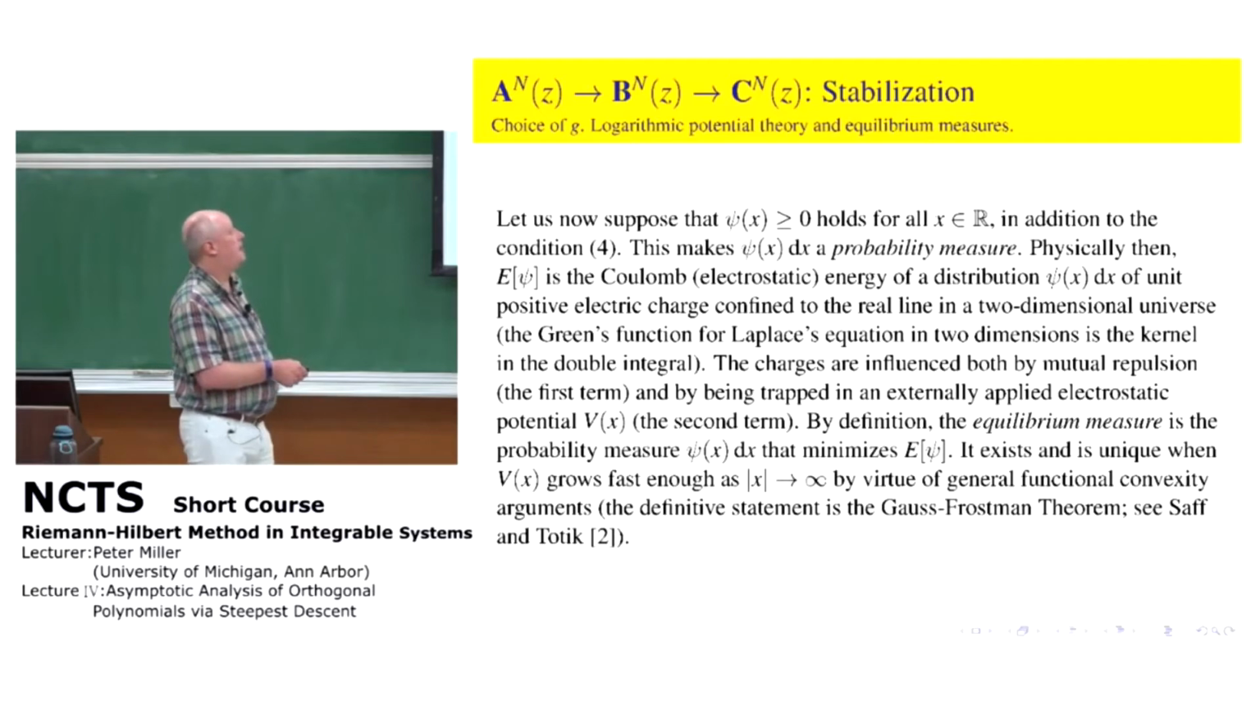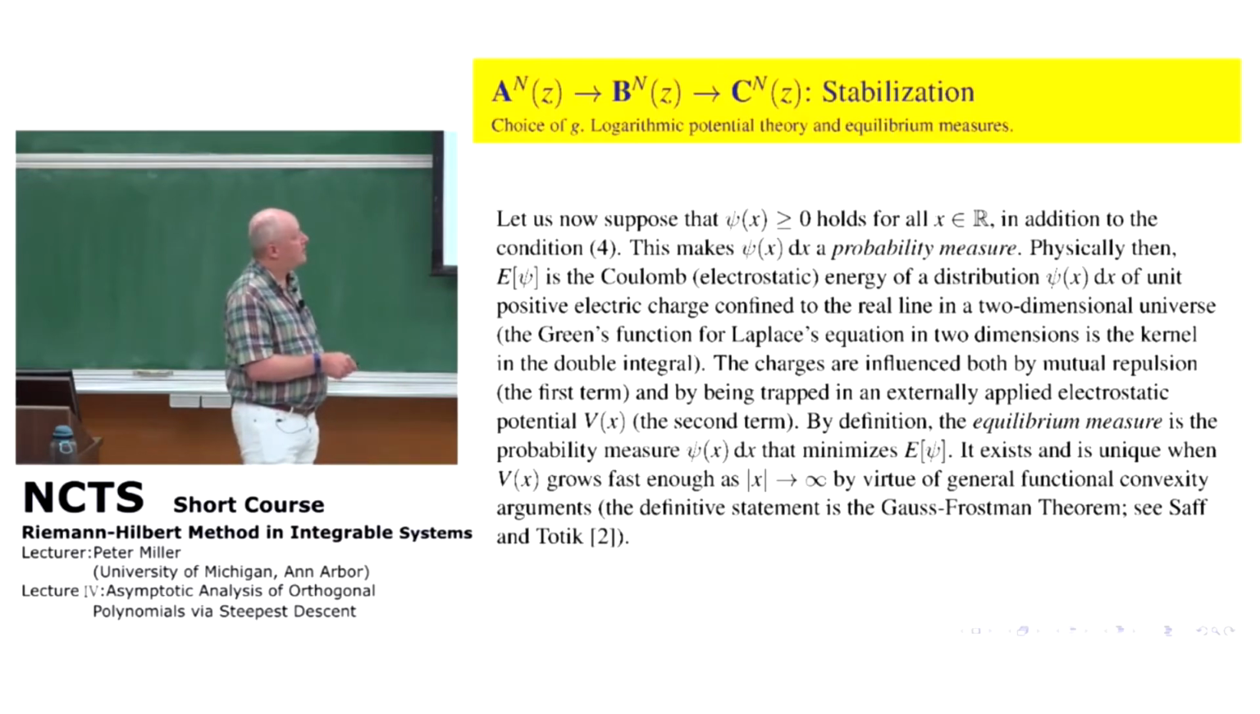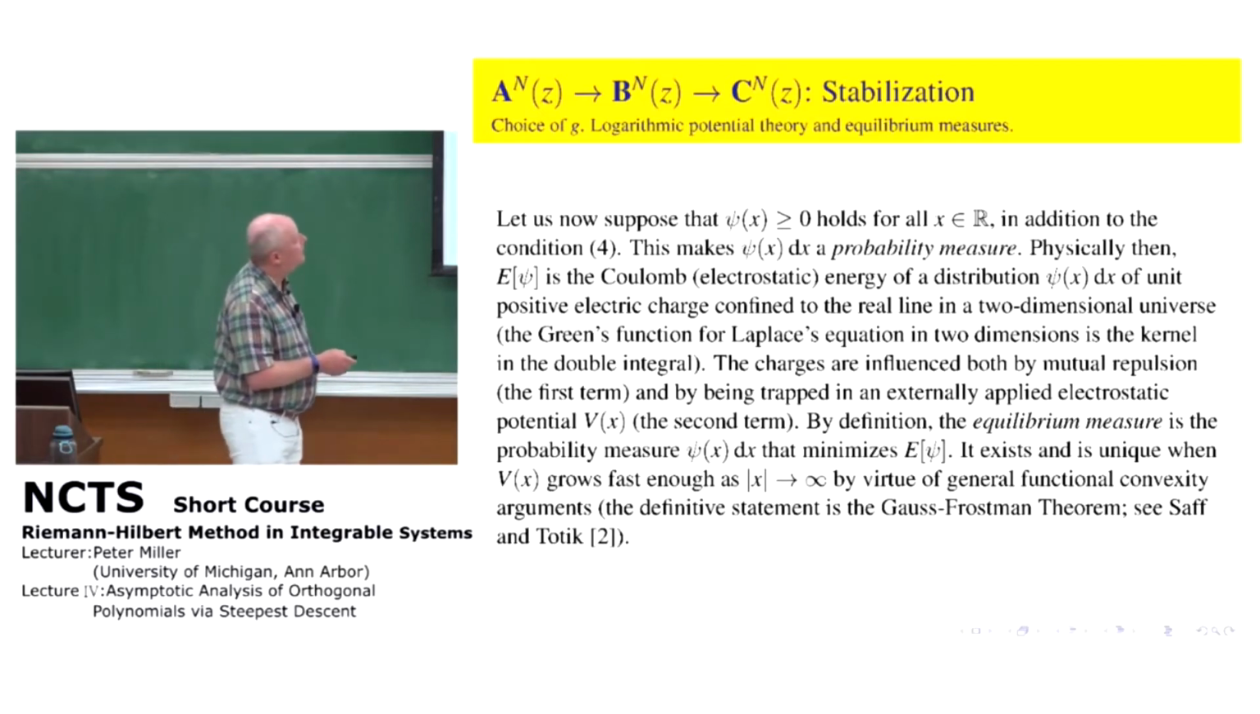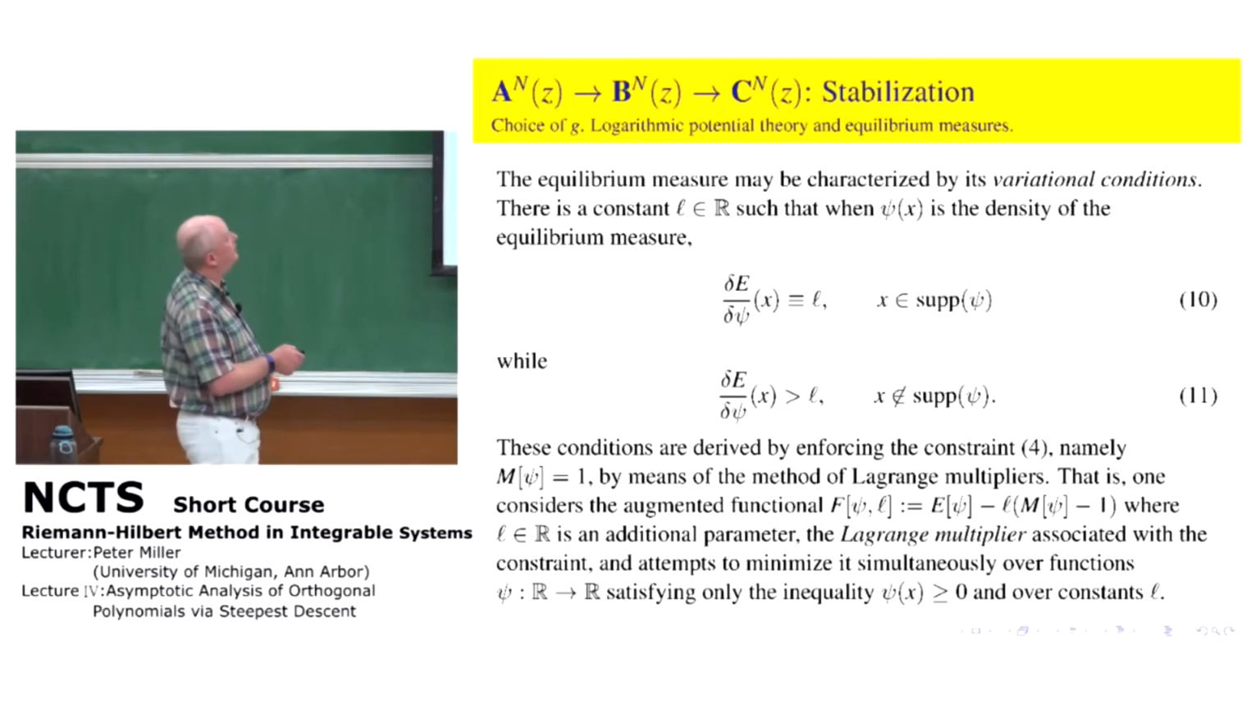So by definition, the equilibrium measure is just the probability measure, psi dx, that minimizes the energy. And it turns out that under some very general conditions, it exists and it's unique. The V just has to grow fast enough at infinity. The potential has to grow fast enough at infinity to confine the charges. Some very general arguments lead to this statement, but the definitive statement is the Gauss-Frostman theorem. So there's an equilibrium measure that minimizes this energy.